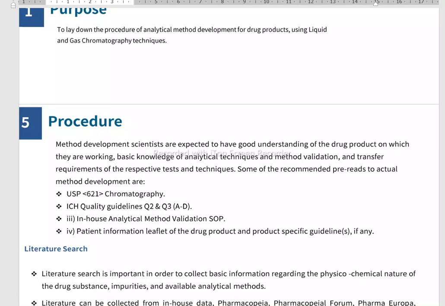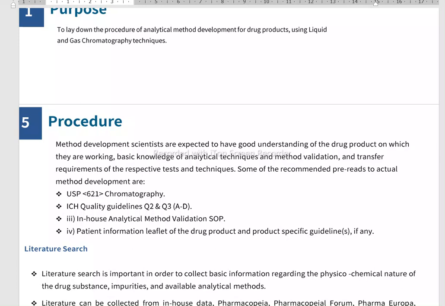First you have to know everything about USP General Chapter 621. What are the system suitability parameters as per USP General Chapter 621, what is the peak count, what is the plate count, what is the system; all these things you should know very well. Along with this, you have to know about the ICH guidelines Q2 and Q3 from A to D. The in-house analytical method validation SOP, or you should follow the USP chapter for method validation and method transfer. Okay, the patent information leaflet of the drug product and specific guidelines, if any.